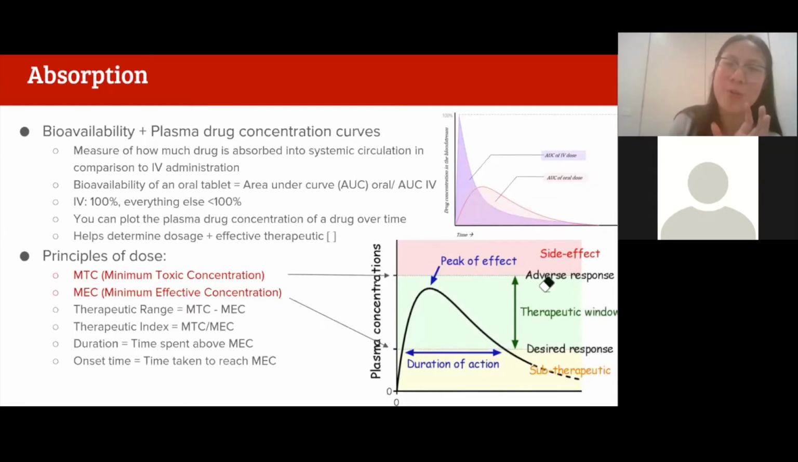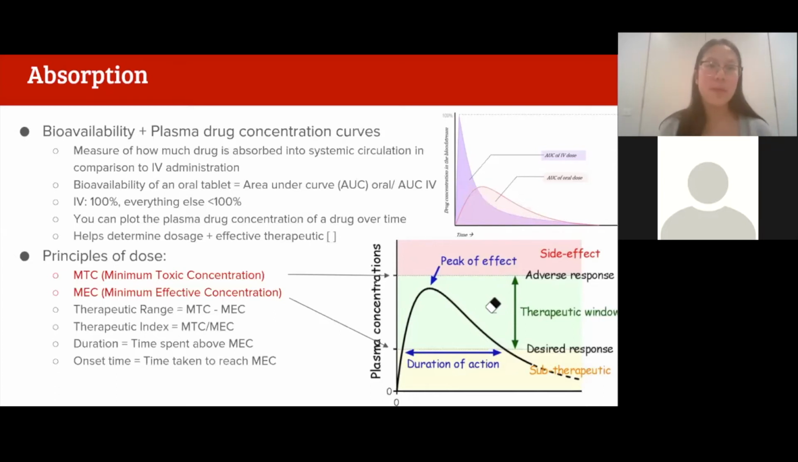So basically, the therapeutic window is right in the middle. High enough that we're doing something effective, we're helping the body out, but not too high that we're starting to cause adverse effects and we're starting to harm the body, with this lovely green window here. And the goal is we want to keep our drug plasma concentrations within this therapeutic window, so within this therapeutic range, okay? Therapeutic index, so it's minimum toxic concentration over minimum effective concentration.